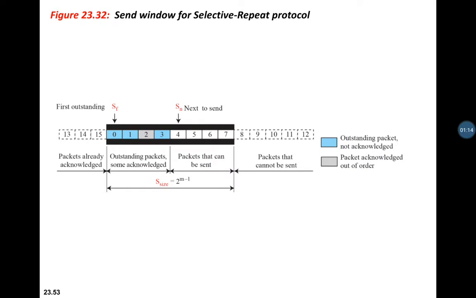Then we also saw the windows. The difference from go back N is that here the window size is only 2 power m minus 1. So if, for example, m is 4, the sequence numbers will be the same, 0 to 15, in both protocols, but the window size is just 8 in the case of selective repeat. But in go back N, how much will it be? It will be 2 power 4 minus 1, so it is 15 in go back N. But in selective repeat, it is 2 power 3, which is equal to 8. That is the major difference.